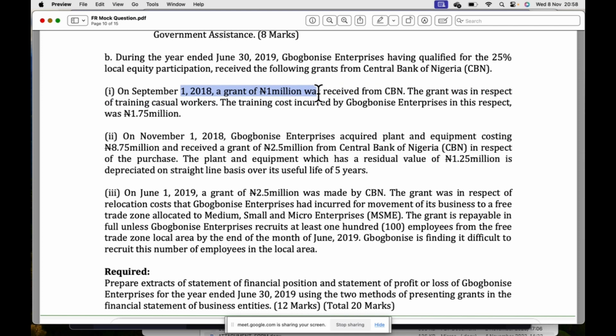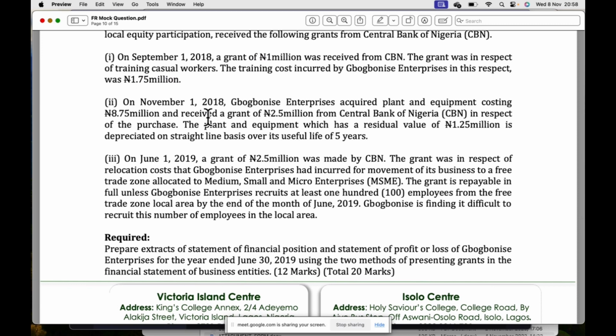Grant related to income. So it's either you present this 1 million as a separate line item, meaning you present it separately, and you present this expense separately too. I will show you. Or you use this 1 million to net off against the related costs. Okay, let's go to the second one.